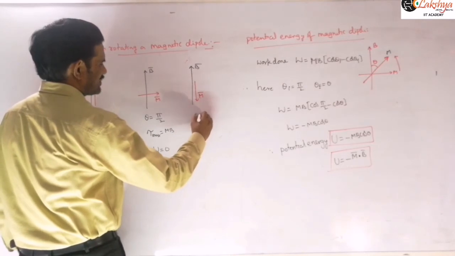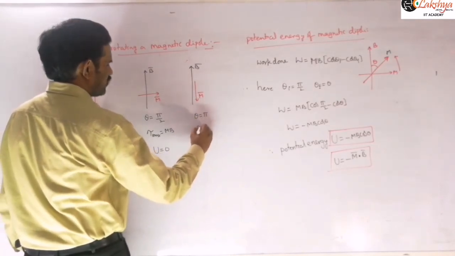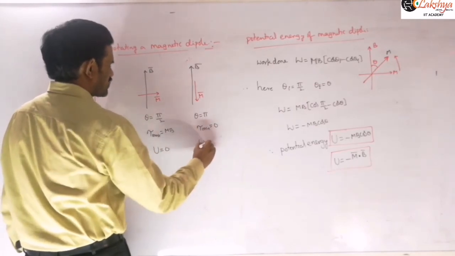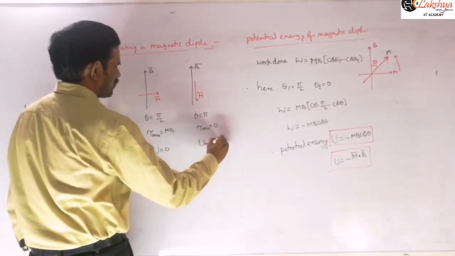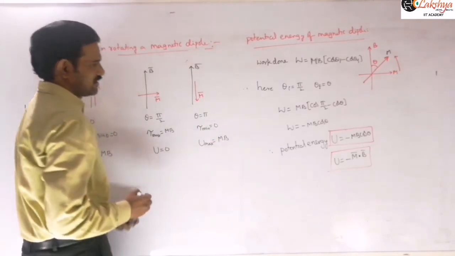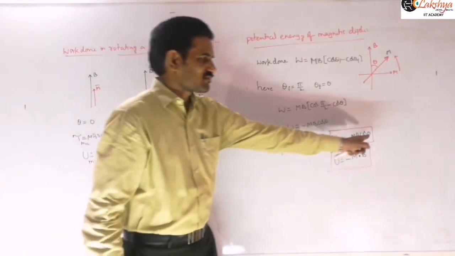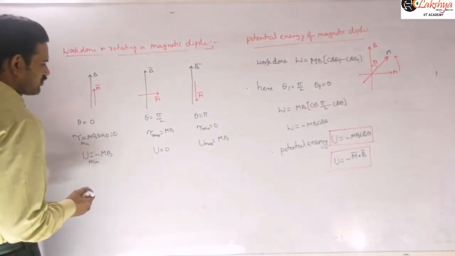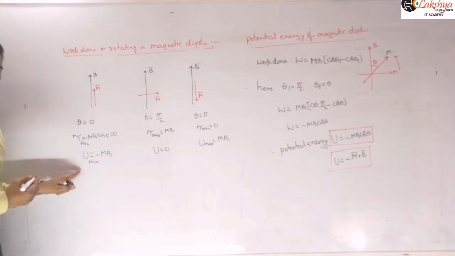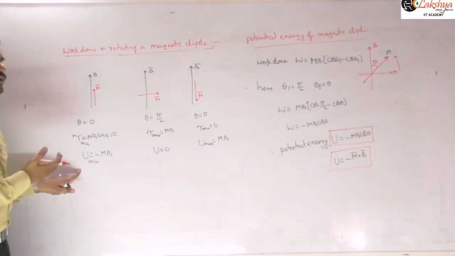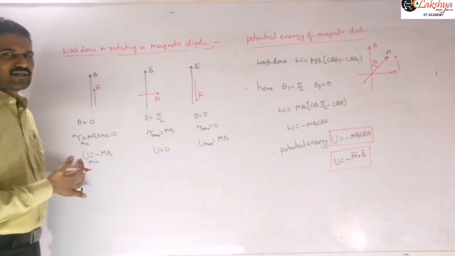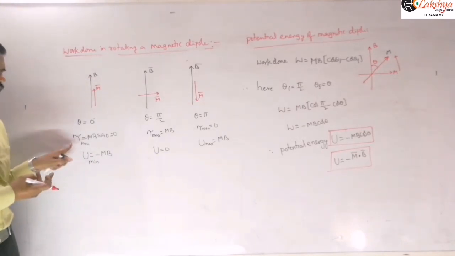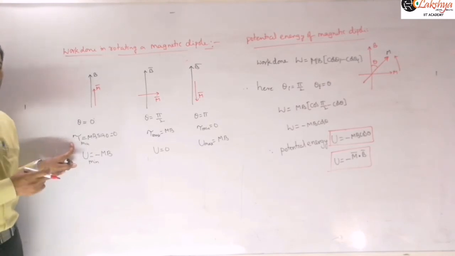Now when theta is equal to pi, the torque is again 0, and the potential energy will be maximum. The potential energy is plus mb, because cos of 180 is minus 1, so minus of minus gives plus. Now you can observe that here torque is 0 and the potential energy is minimum. Already we know that for current carrying loops, the force acting on the loop will be 0 when placed in a magnetic field. So force is 0, torque is also 0, so you can say that it is in equilibrium.